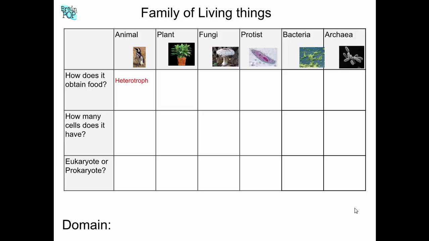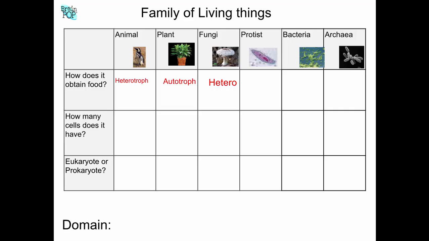Raise your hand if you can tell me about the plant kingdom. John? Autotrophs. They don't need to eat anything else. They use sunlight and carbon dioxide and water to produce their own food in the form of glucose. Fungi. Ali? Heterotroph. Yes, they're also heterotrophs. They break down organic matter to get their energy.